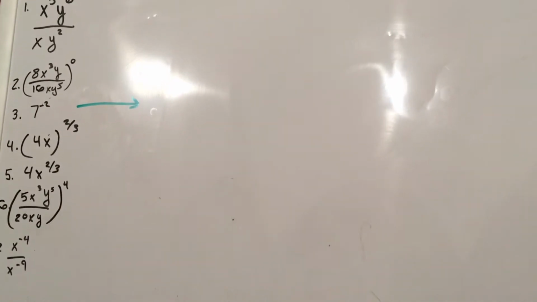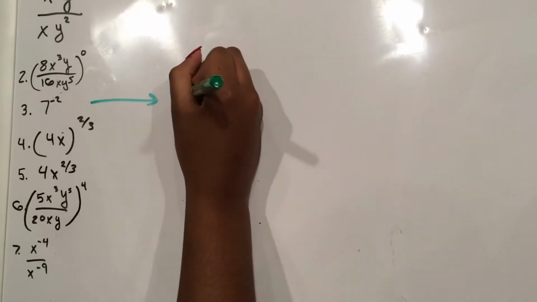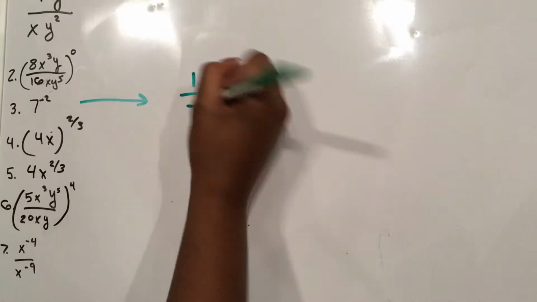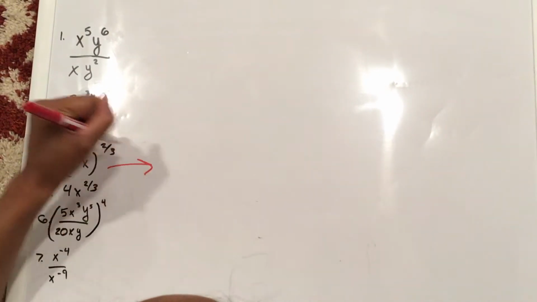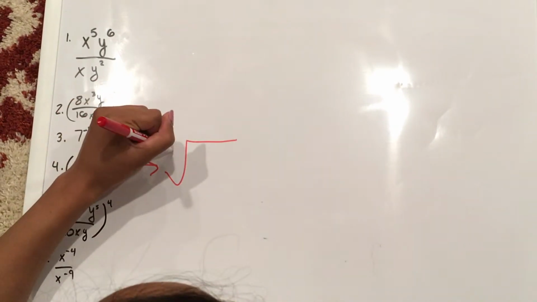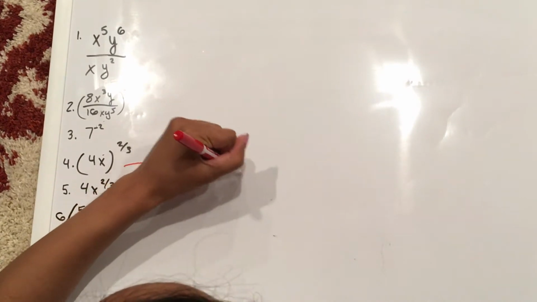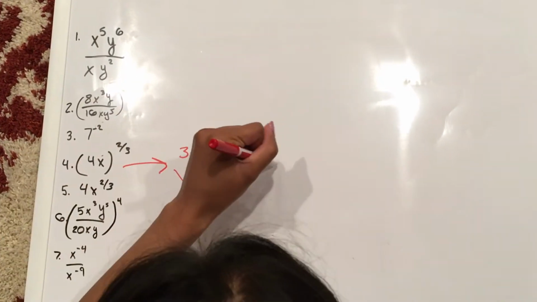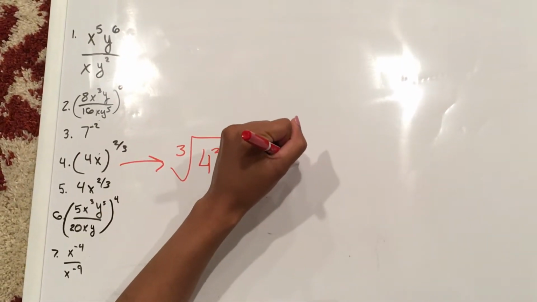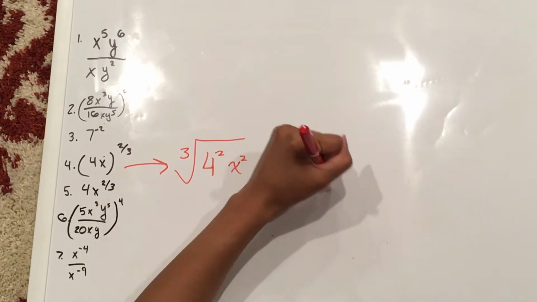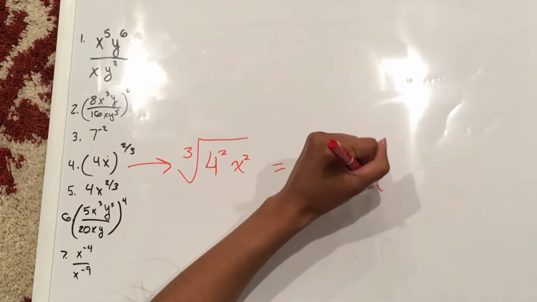Now we're going to solve question number 3 using the negative exponent rule. So the answer will then be 1 over 7 squared. In problem 4, we will be using the fractional exponent rule. So we will have the cube root of 4 squared times x squared. Now 4 squared is 16, which is 2 to the 4th power, which means we can take out a 2 from the root, leaving 2 times x squared.